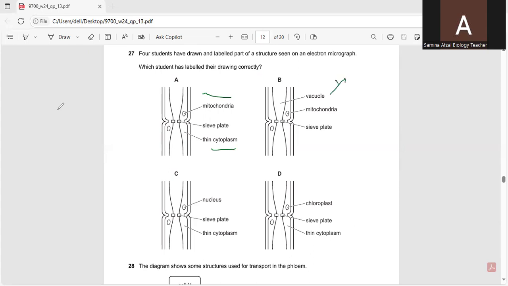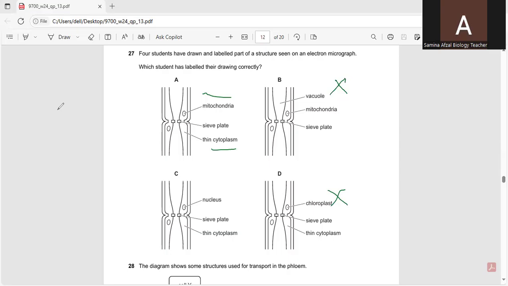Vacuole is not present in the sieve tube element, and this is not the place where the vacuole should be. So chloroplast is also not there. So B and D are minus from the correct options. On the other hand, you can see the option C and D remained behind.